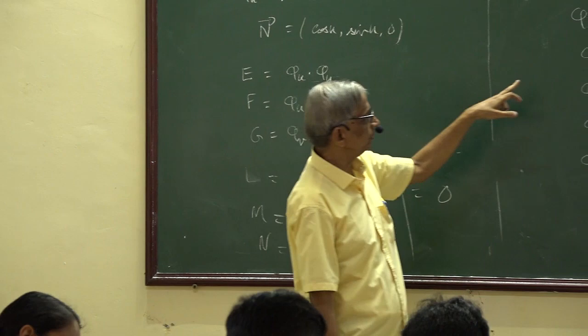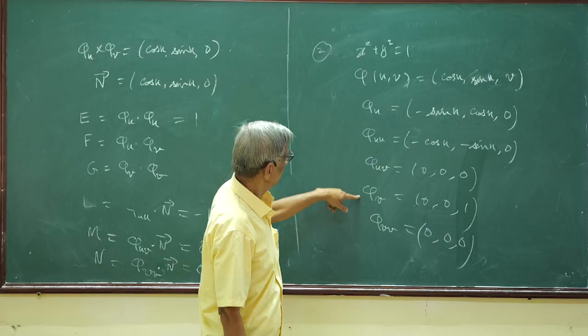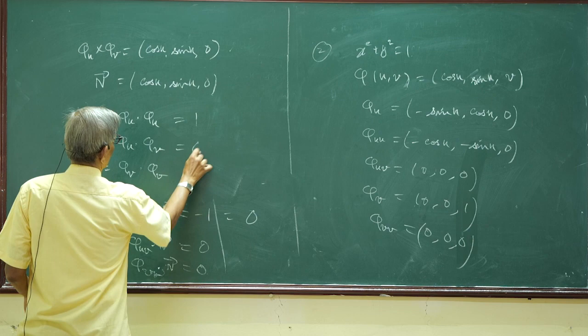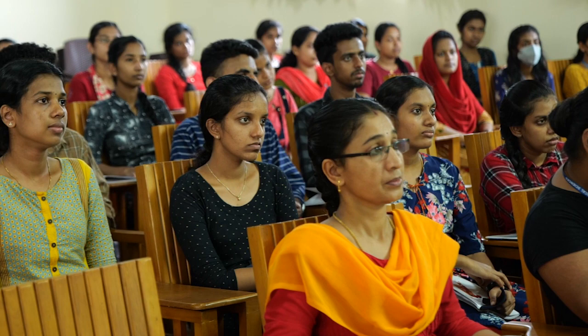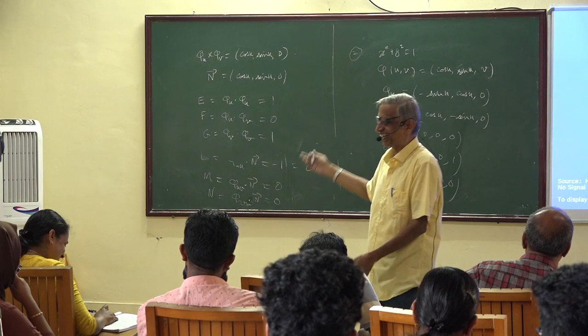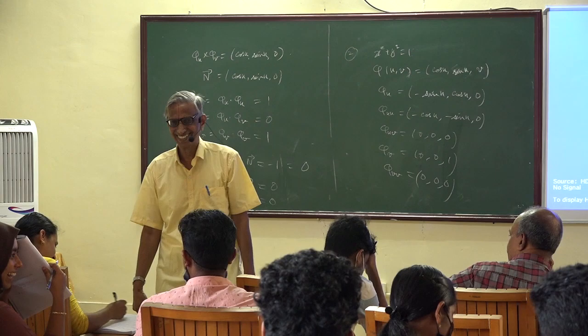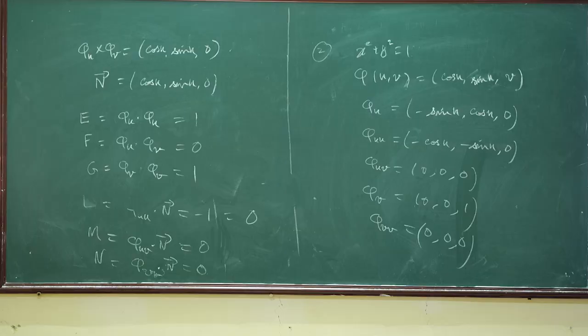So phi u dot phi u is 1. Phi u dot phi v is 0. Phi v dot phi v is 1 again. So now the denominator is 1, numerator is 0. But then how did we say in the earlier thing that the denominator is 0? E was some vector, F was some vector, G was some vector. We said 0 by 0 and all that. So the sphere also, that made all the mess, I suppose. Okay, so now the cylinder.